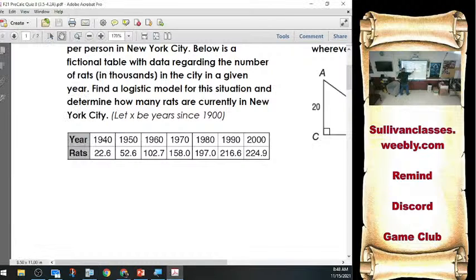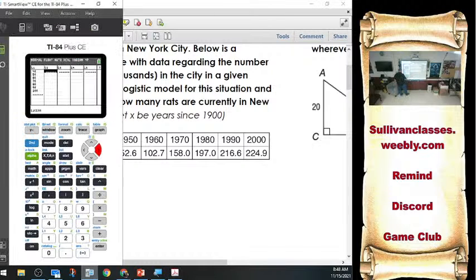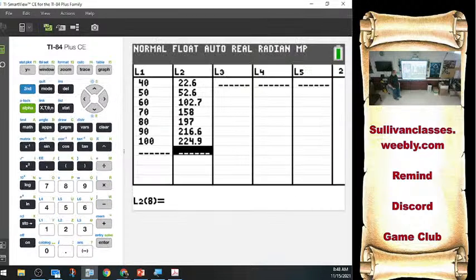Over 22.6, 52.6, 102, and 158, 197, 216.6, 224.9. Double check your numbers. Look okay.